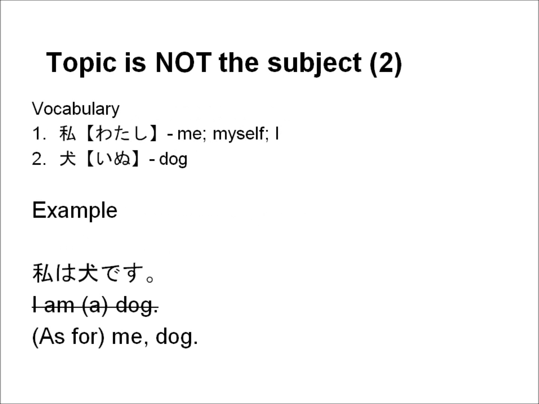For this next example, we will learn two new words. Watashi, which means me, myself, and I, and inu, which means dog. In this example sentence, the topic is probably not the subject of the sentence. Watashi wa inu desu does not necessarily mean I am a dog. For example, somebody could be asking what kind of animal everybody likes, and you might answer, well, as for me, it's dogs. In order to reinforce the fact that the topic particle is introducing a new topic, you may want to translate it as "as for so-and-so."